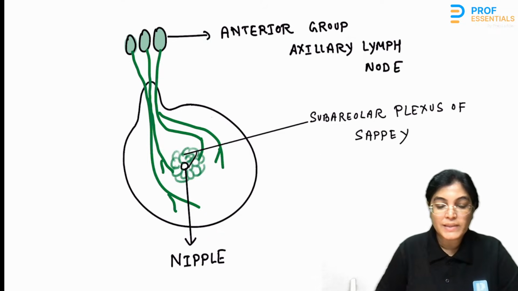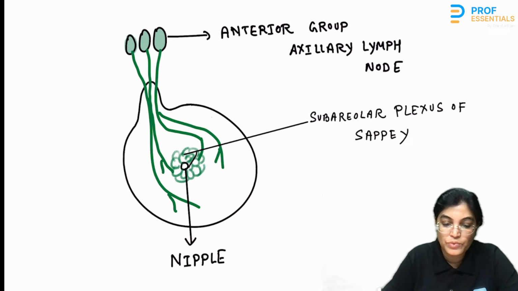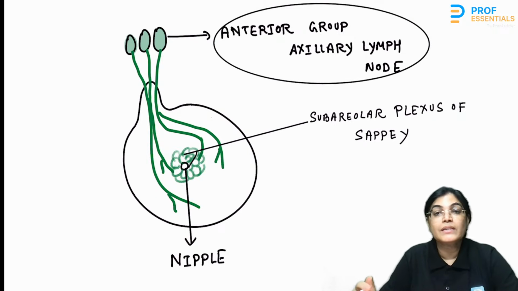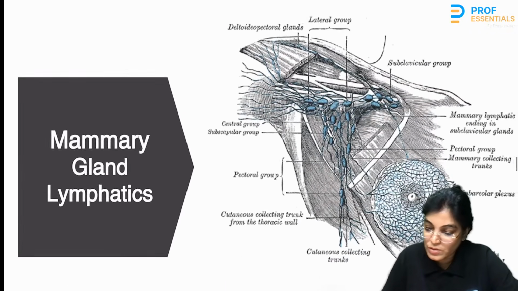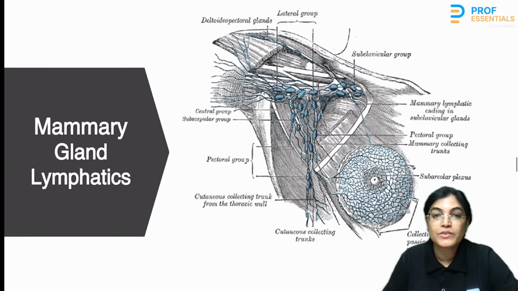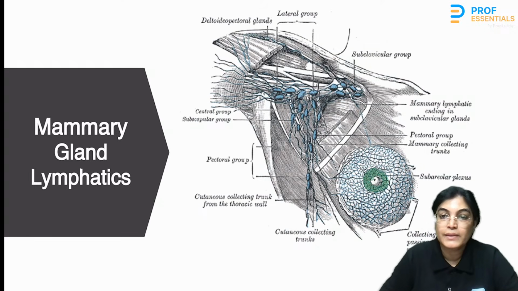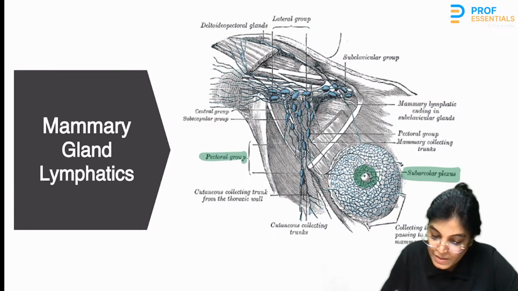So in this diagram, it is quite clear that the subareolar plexus of Sappey is draining to the anterior group of axillary lymph node. So this is showing you the anterior axillary group of lymph node is receiving the subareolar plexus of Sappey. Okay, this is what we have written also. Now, I just want to show you this image also. This is showing you the lymphatic drainage of the breast. Here you can see this area is the subareolar plexus of Sappey, and the lymphatics in which it will drain is the pectoral group.